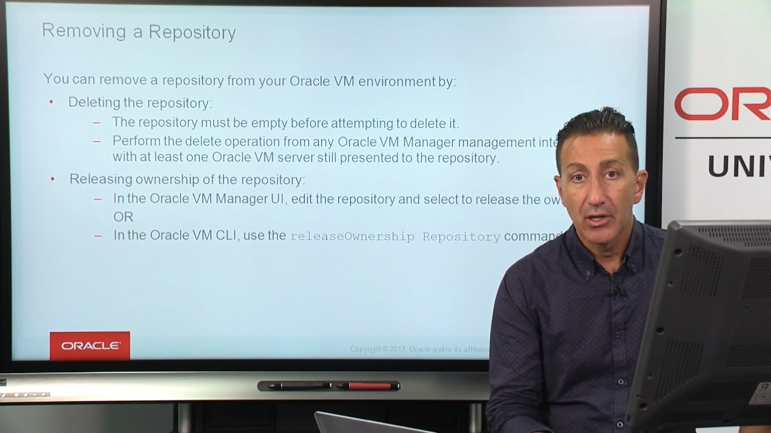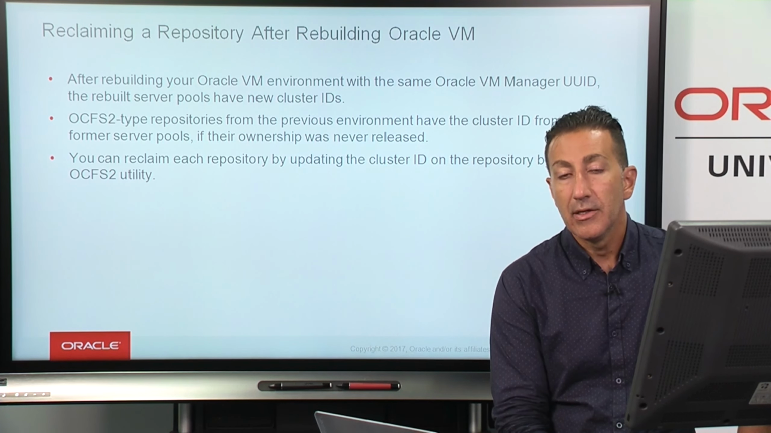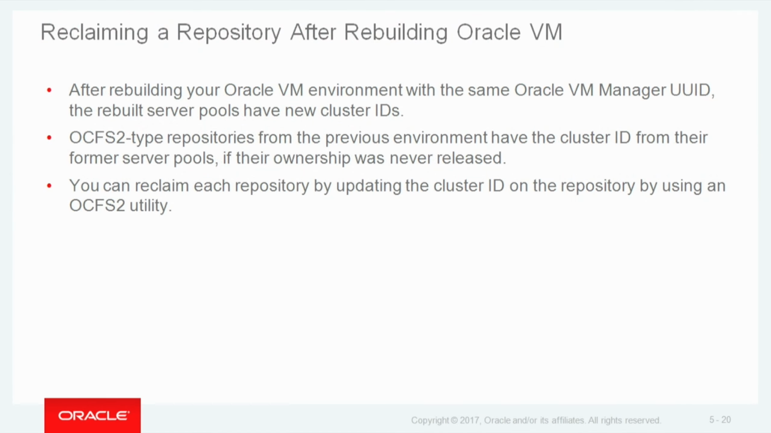If you want to do so with the Oracle VM CLI, you use the release ownership repository command. But reclaiming a repository after rebuilding the Oracle VM environment with the same Oracle VM Manager universally unique identifier, the rebuilt server pools have new cluster IDs. The OCFS2 type repositories from the previous environment have the cluster ID from their former server pools. So if the ownership was never released, you can reclaim the repository by updating the cluster ID on the repository using the OCFS2 utility.